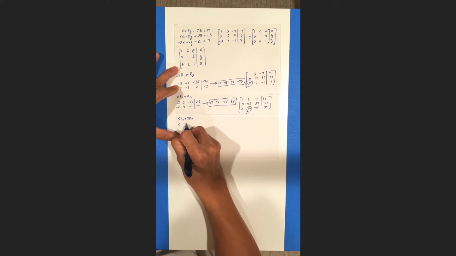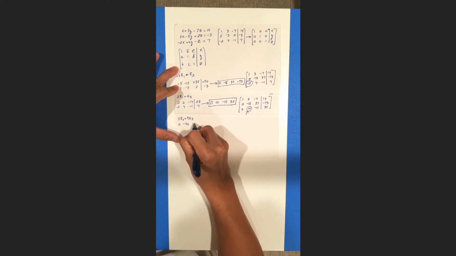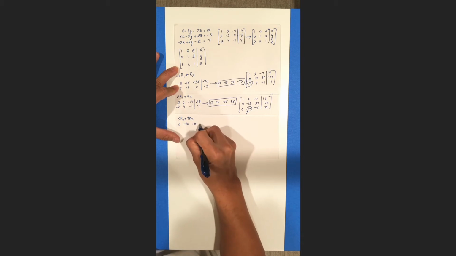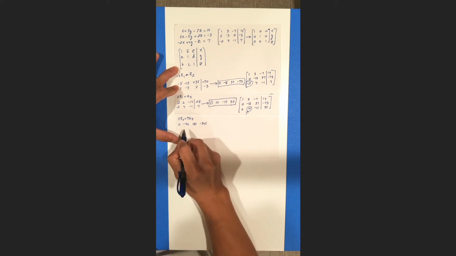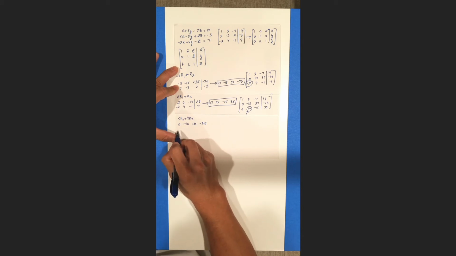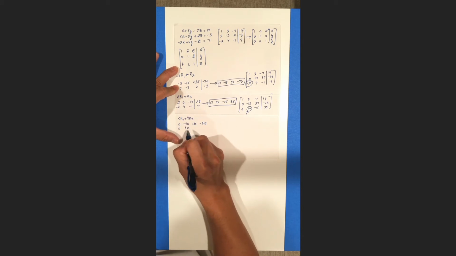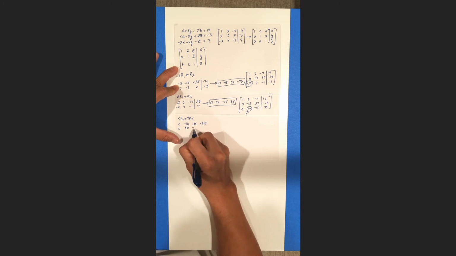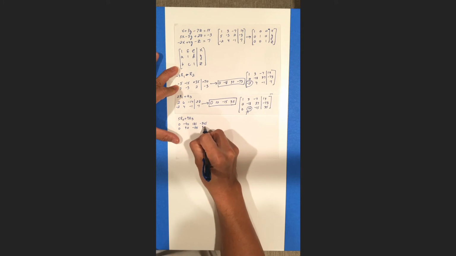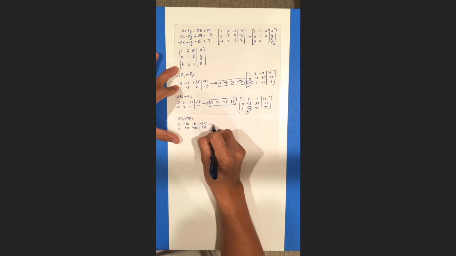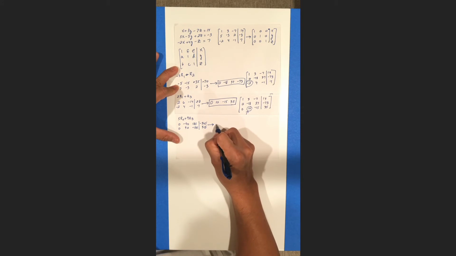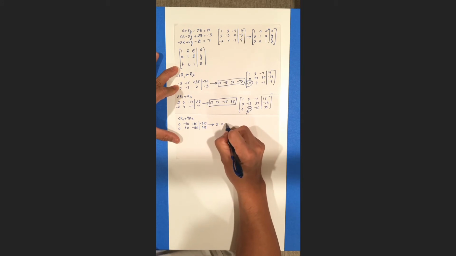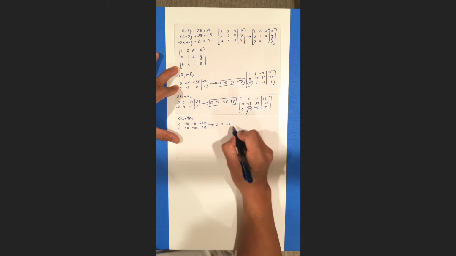So 0, negative 90, 185, and negative 365. We're going to multiply 9 to the third row. So 0, 90, negative 135, and positive 315. When I add these guys up, I'm going to get 0, 0. And that's going to leave me with 50. And the right-hand side is going to be negative 50.